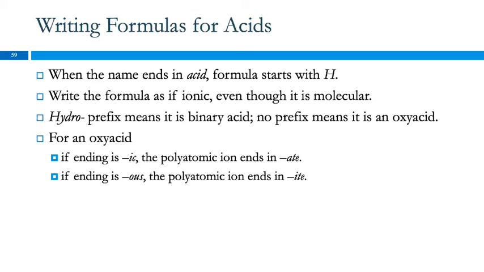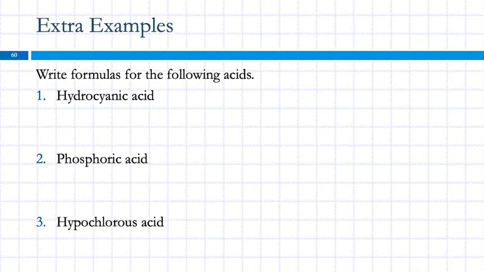For the oxyacids, you look at the ending of that first word. If it's ic, the polyatomic ion ends in ate. If it's ous, it ends in ite. You write the formula for that, and then you figure out how many hydrogens need to be with it. Okay. Here's a couple of extra examples. Write the formulas. Yeah, question?